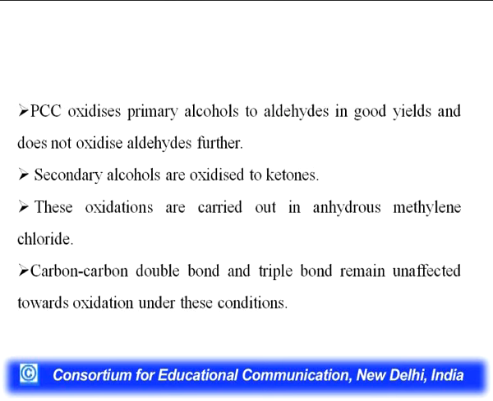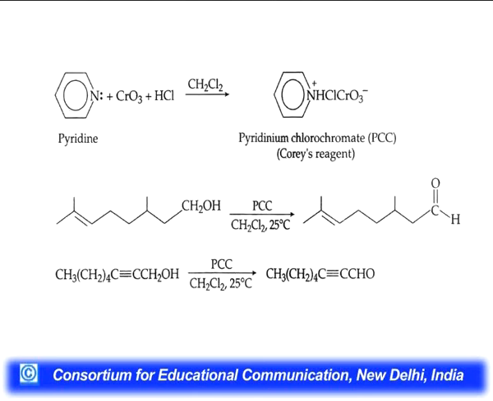PCC oxidizes primary alcohols to aldehydes in good yields and does not oxidize aldehydes further. Secondary alcohols are oxidized to ketones. These oxidations are carried out in anhydrous methylene chloride. Carbon-carbon double bond and triple bond remain unaffected towards oxidation under these conditions. So, these are the examples you can see.